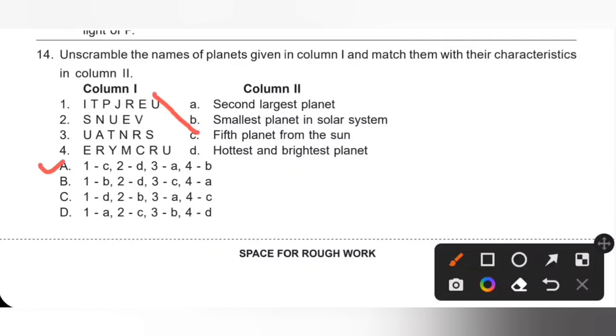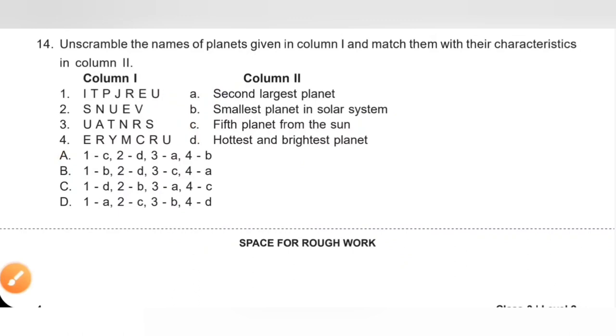So second one, Venus. Venus is the hottest and brightest planet. Next is Saturn. Saturn is the second largest planet. Then Mercury. Mercury is the smallest planet in our solar system. So 1C, 2D, 3A, 4B. So option A is the correct answer.